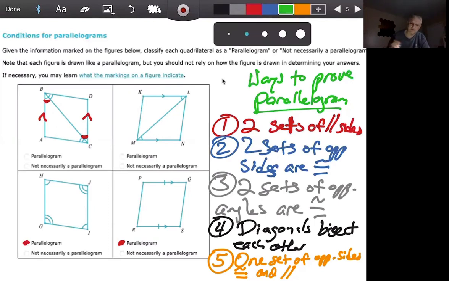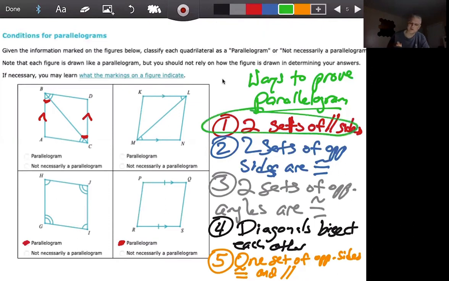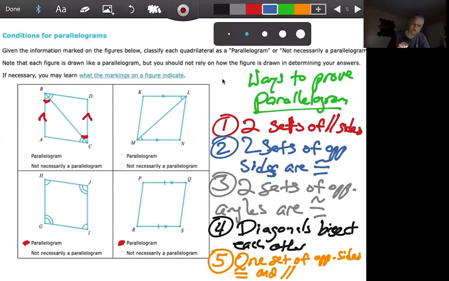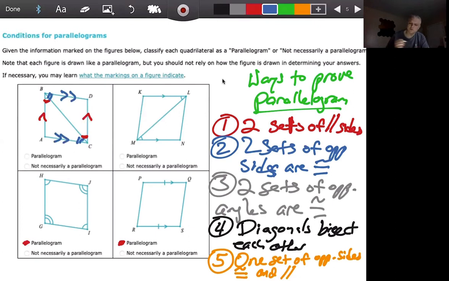So that's great, but I would need two sets of parallel lines or parallel sides to prove that this is a parallelogram. Okay, well, what about the double angle mark here and the double angle mark here? Well, those are alternate interior angles if you use those two sides. So if those alternate interior angles are congruent, then my lines are parallel. So because I've got two sets of parallel sides, yes, that does have to be a parallelogram.